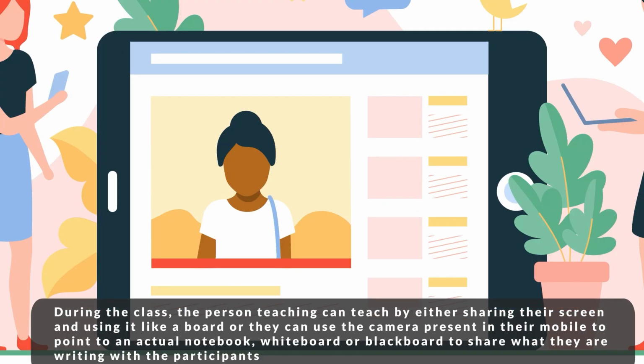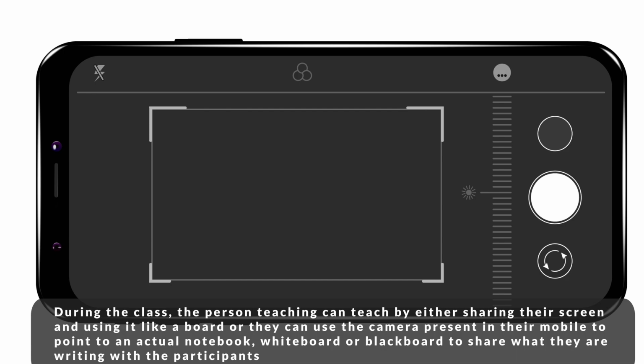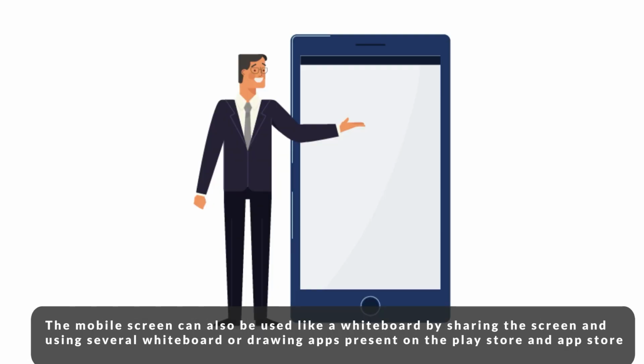During the class, the person teaching can teach by either sharing their screen and using it like a board, or they can use the camera present in their mobile to point to an actual notebook, whiteboard, or blackboard to share what they are writing with the participants. The mobile screen can also be used like a whiteboard by sharing the screen and using several whiteboard or drawing apps present on the Play Store and App Store.